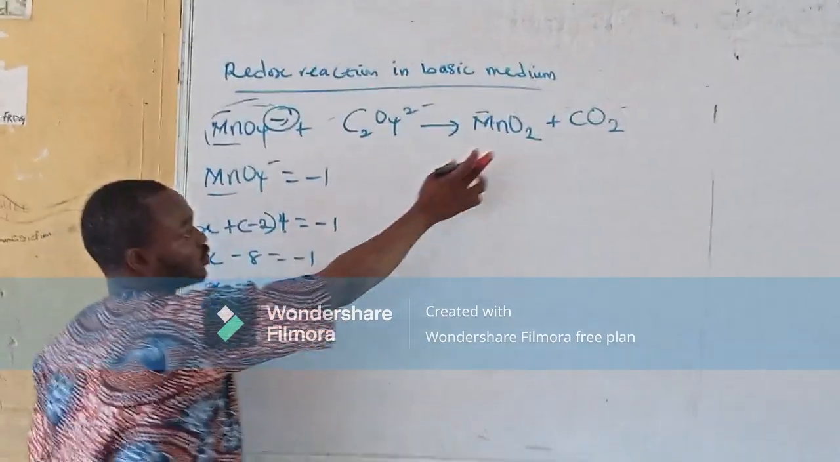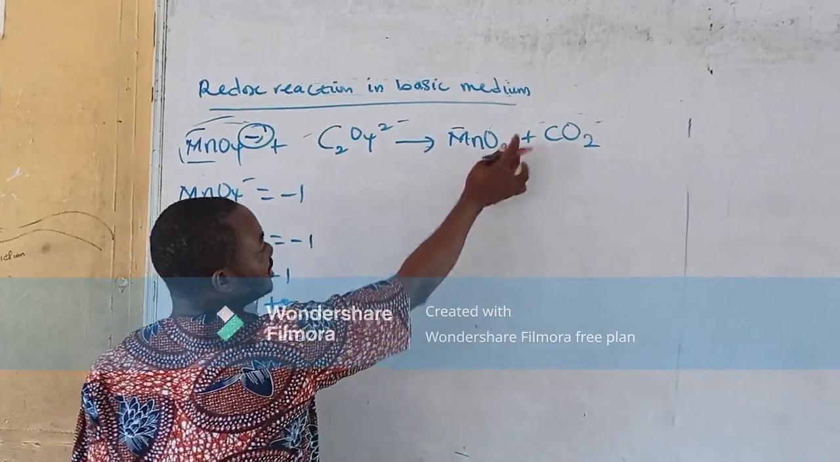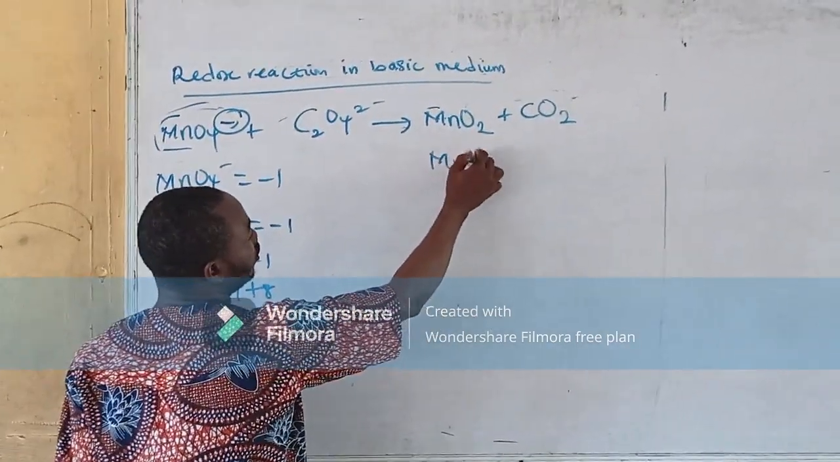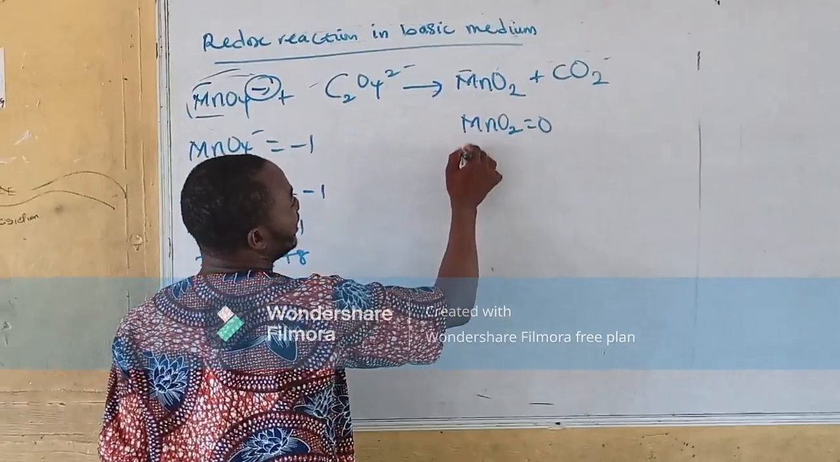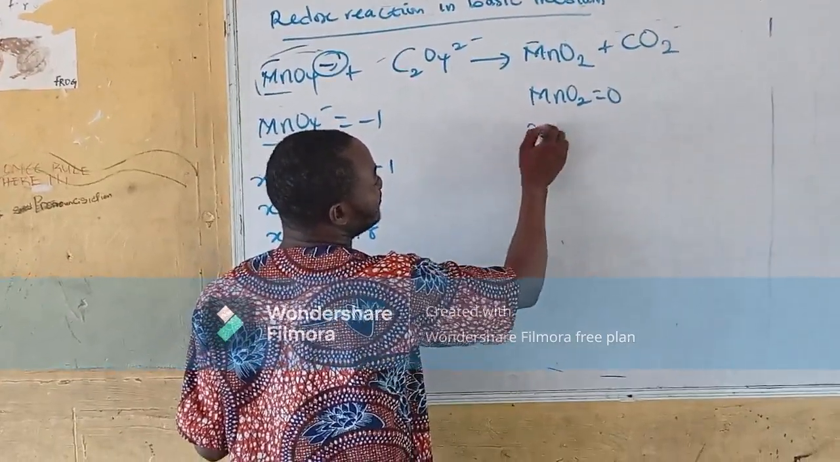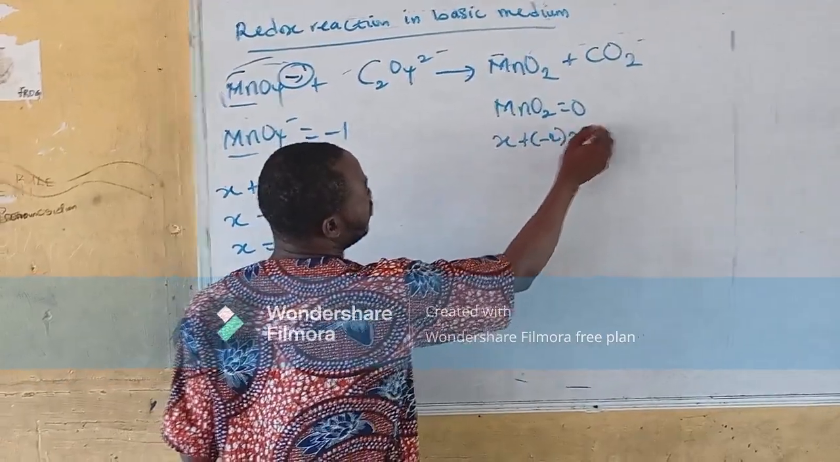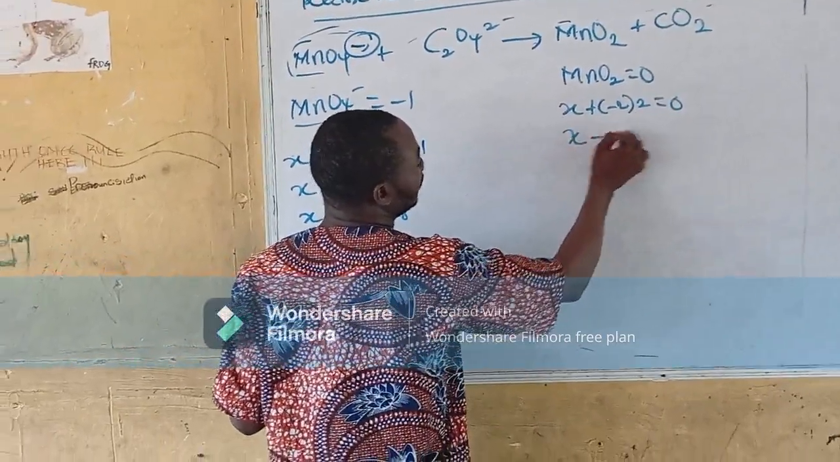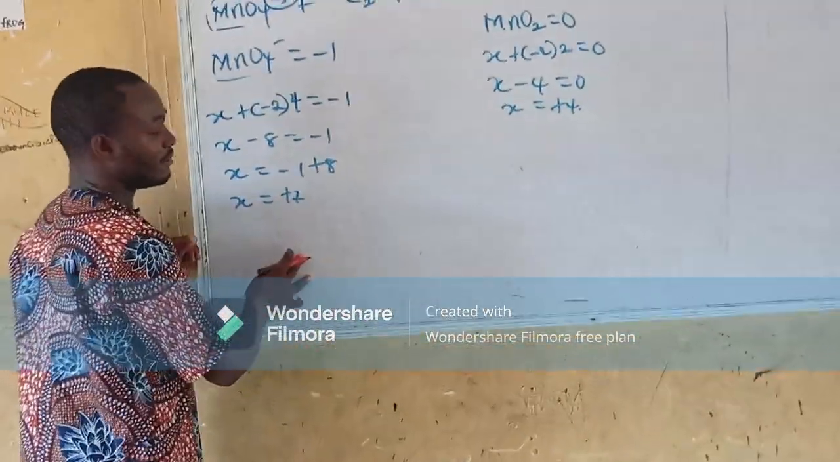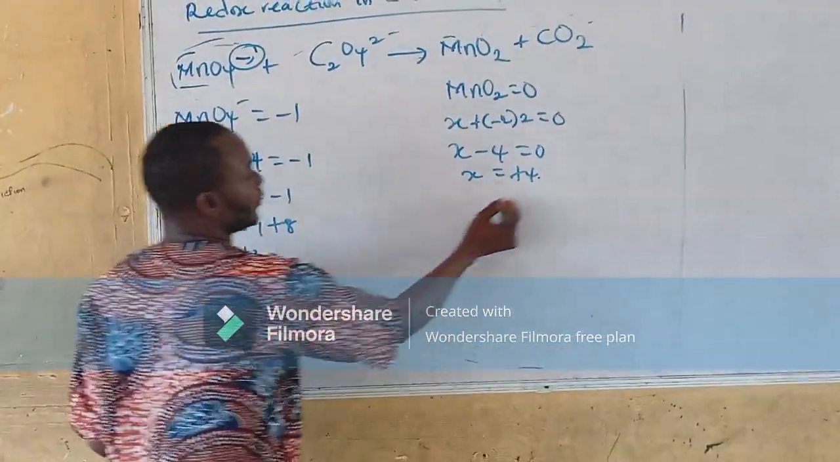Let's take MnO2 here. We have that since there is no charge here, everything equals 0. So we have MnO2 equals 0. Then we call Mn to be x now. So we have x plus -2 times 2 equals 0. So x minus 4 equals 0. X equals +4. So you can see from here, manganese has gone from +7 to +4.